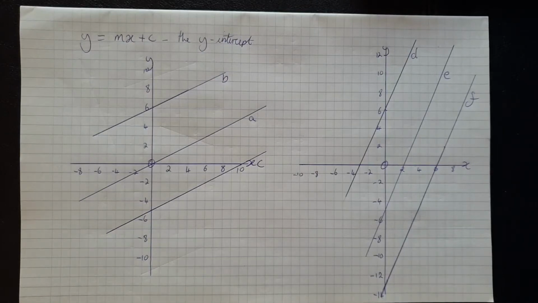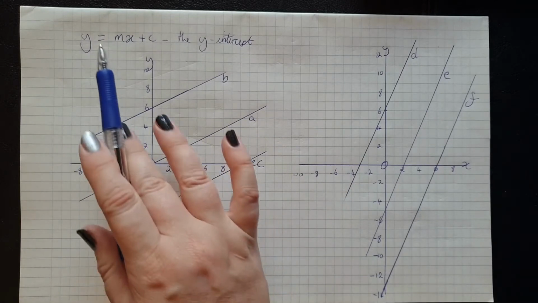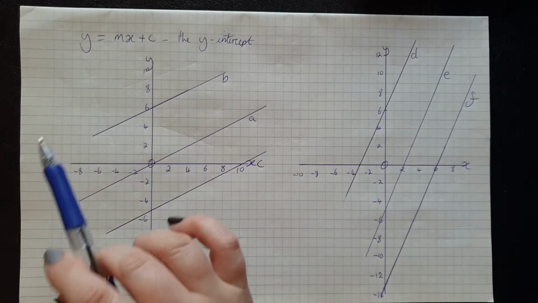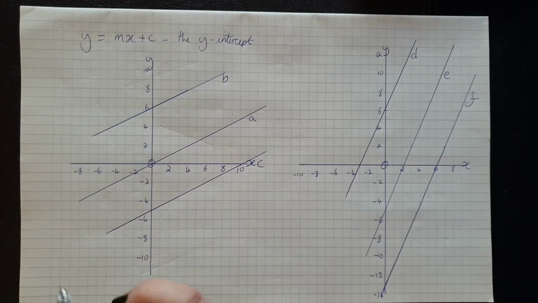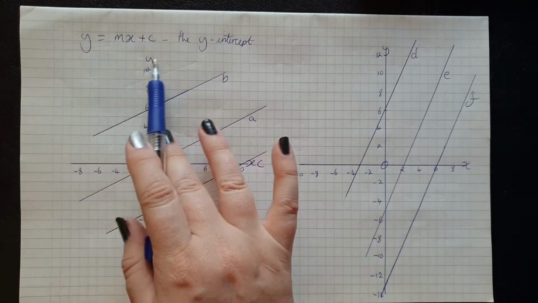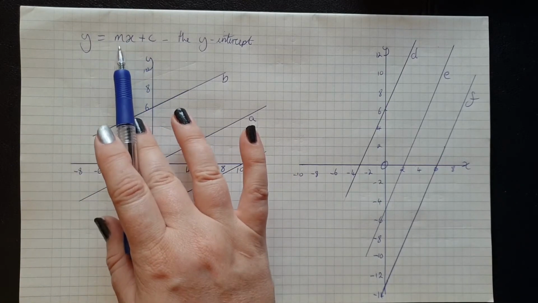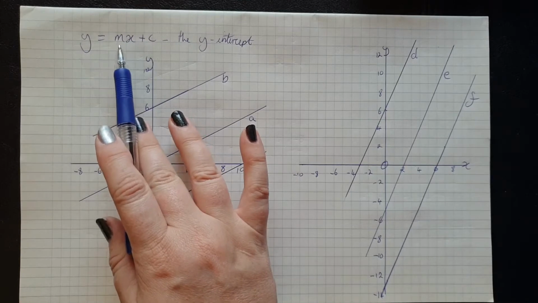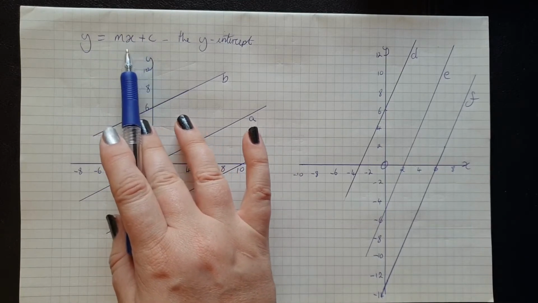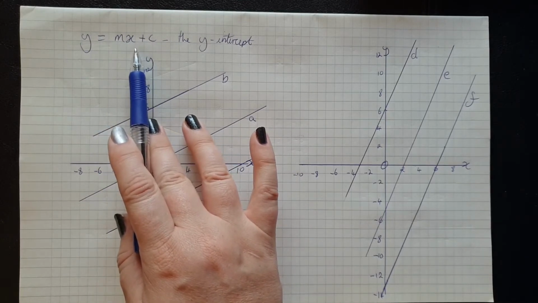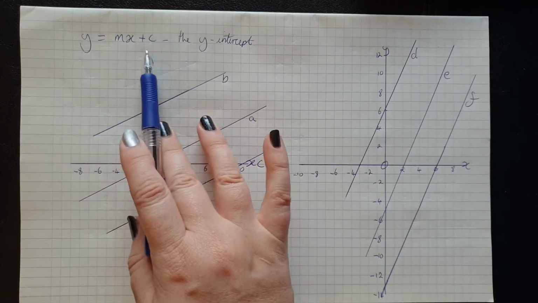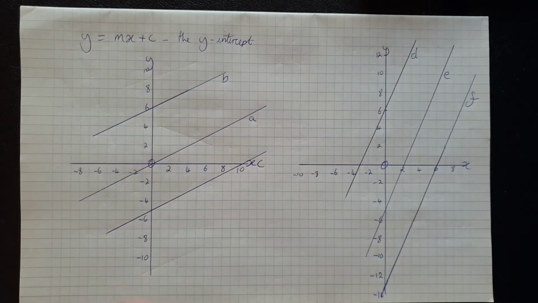Hello, today we're looking at the y-intercept and how it is related to the equation of the straight line y equals mx plus c. Last week we looked at y equals mx plus c and we found how to find m, the multiplier, when you're working out the gradient of x. Today we're going to be concentrating on the c, the y-intercept.